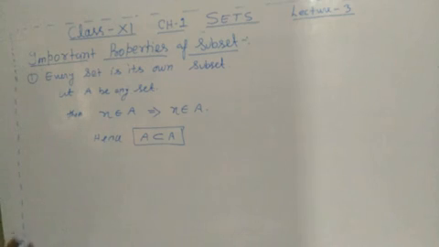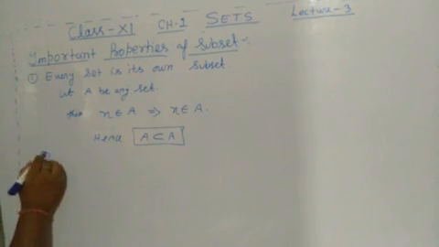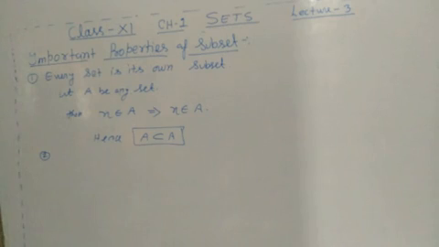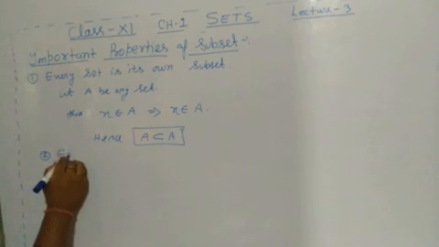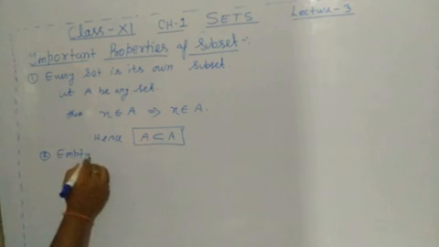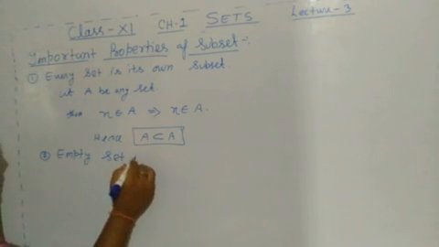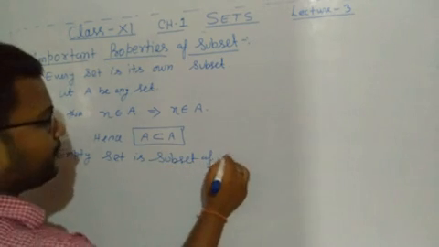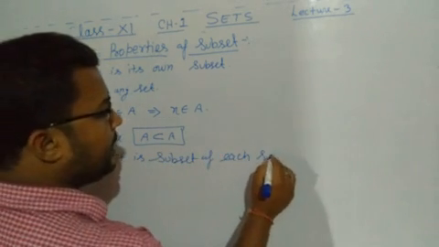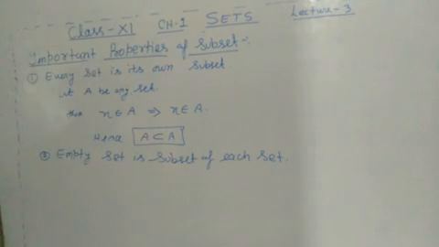Next, number 2. Empty set is a subset of each set. Empty set is a subset of each set.